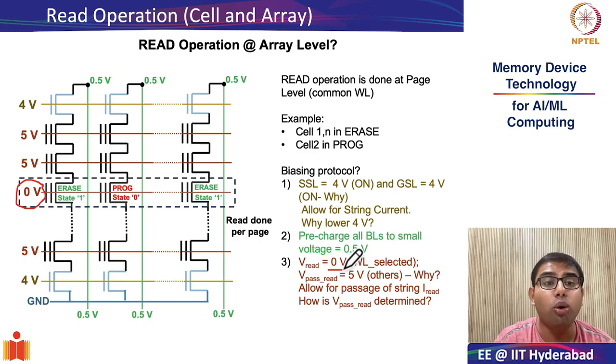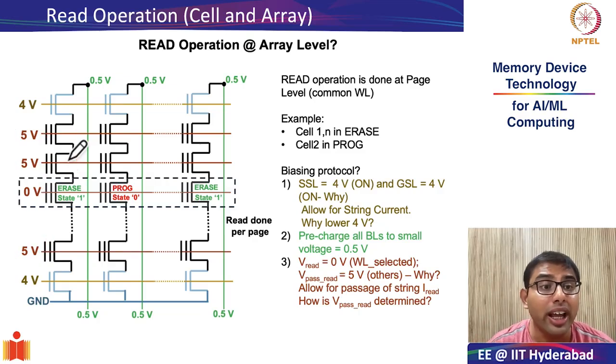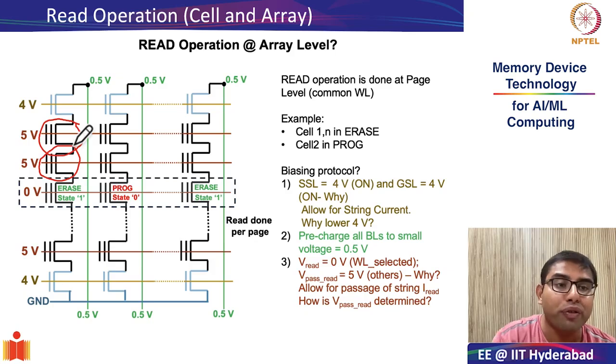So in between that is 0 volts. That is what you apply at the terminal of the control gate. However, you have to understand that you cannot leave the other word lines floating. You have to apply a small bias at the other word lines to facilitate this small read current to flow through this string. Because you want read current to flow through the string, you have to ensure that you turn on the flash cells of the page which are not of your interest.